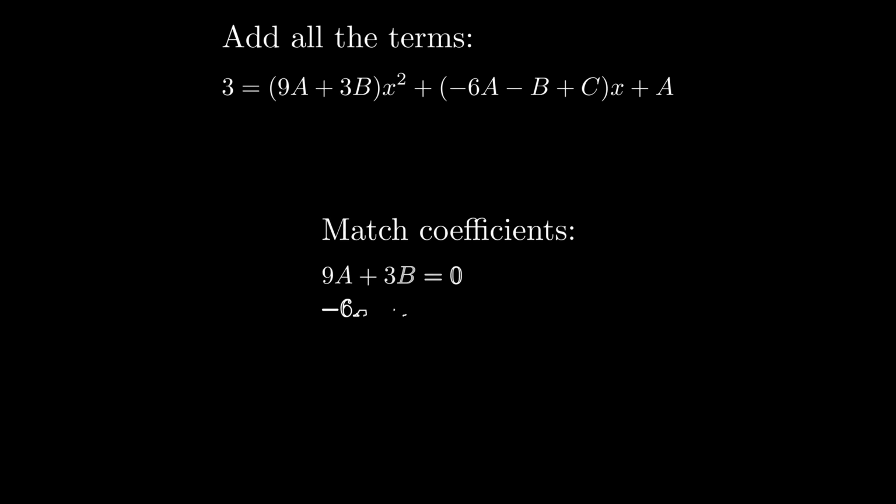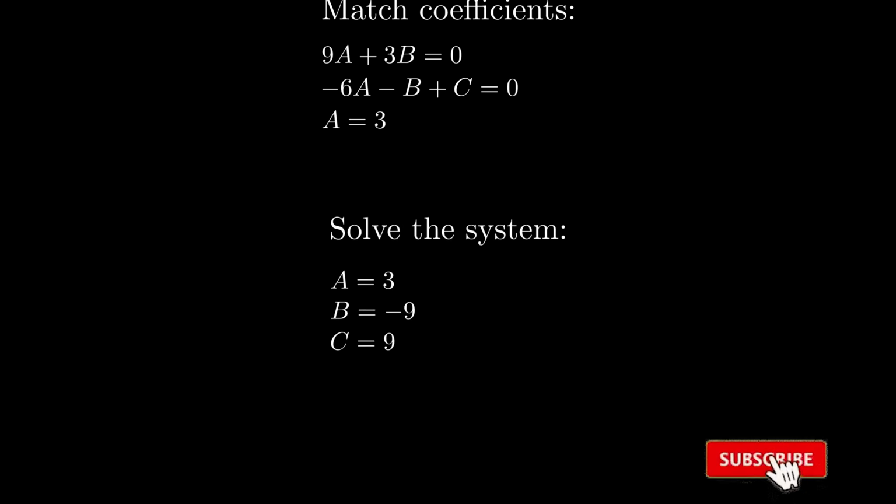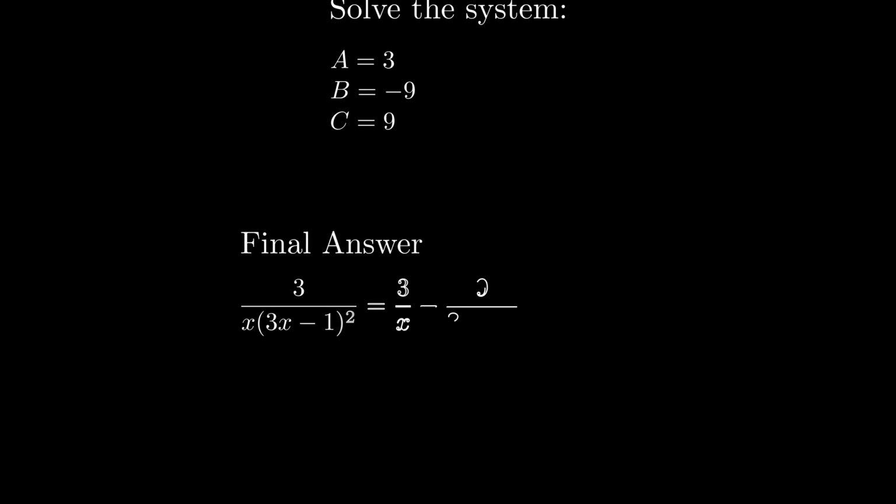We match both sides to get 3 equations. One of them gives us a equals 3. Solving them gives a equals 3, b equals -9, and c equals 9. Here is the final answer.